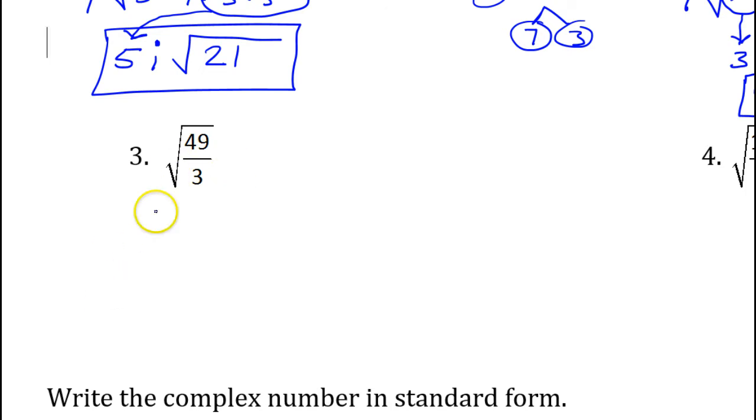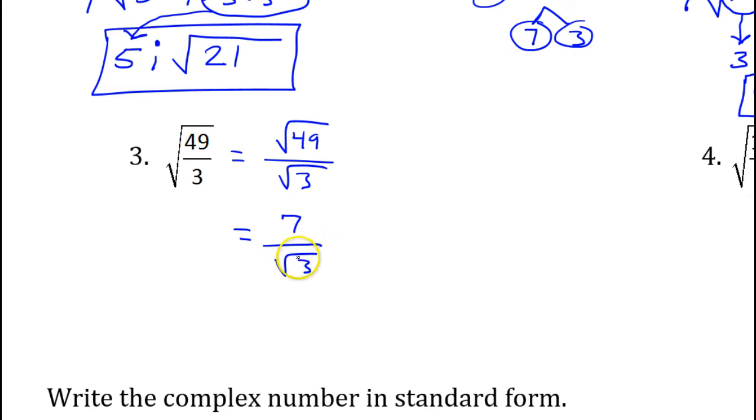Okay. Now, when you have a fraction underneath, you can split it apart this way. This is the same thing as the square root of 49 over the square root of 3. Now, this happens to be a perfect square, so I'm going to go ahead and say 7 over radical 3. Now, you never want to leave a radical in the denominator. So what you can do to simplify this is just multiply by the denominator.